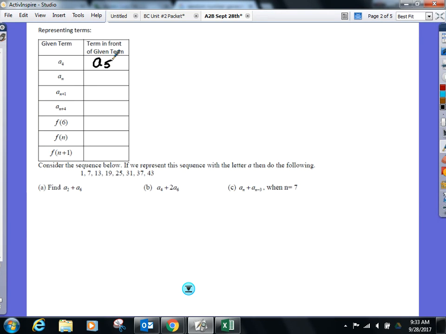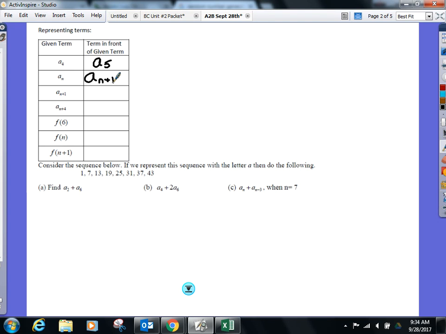Here's where we get crazy. Let's say it's A sub N, N could be any number. Well, how'd you guys go from 4 to 5? You just added 1. So guess what I'm going to do to N? If A sub N is the term, the next term would be A subscript N plus 1. Yeah, that's the next term. So here's the term we're at, and the next term would be N plus 1.